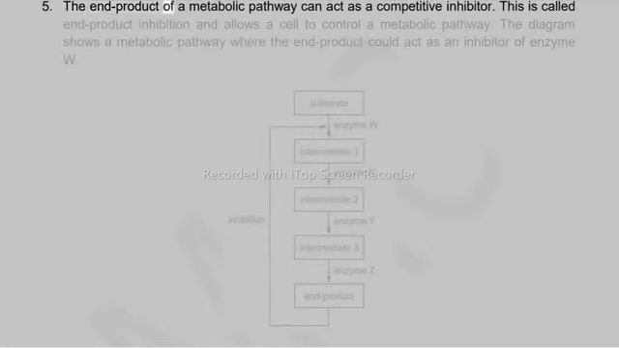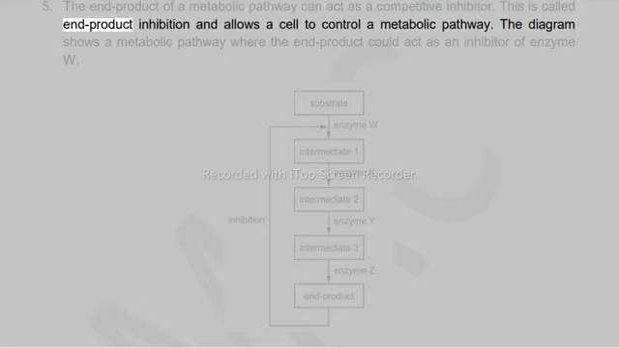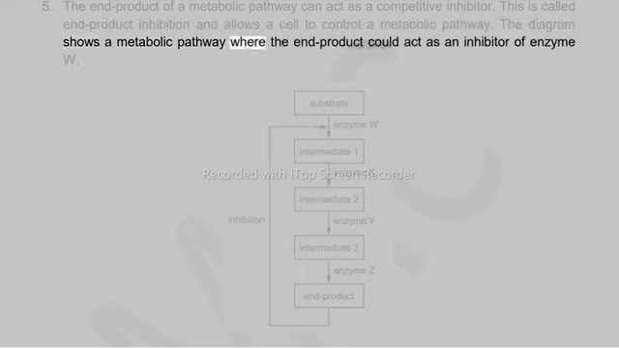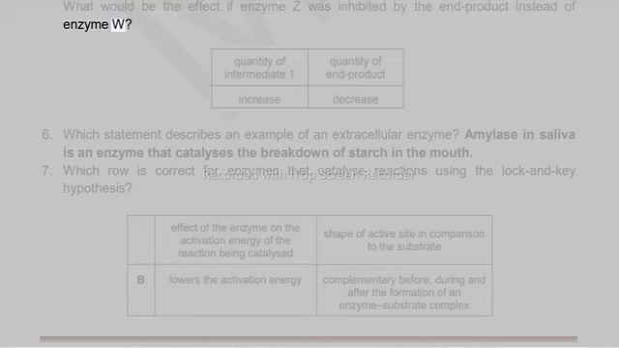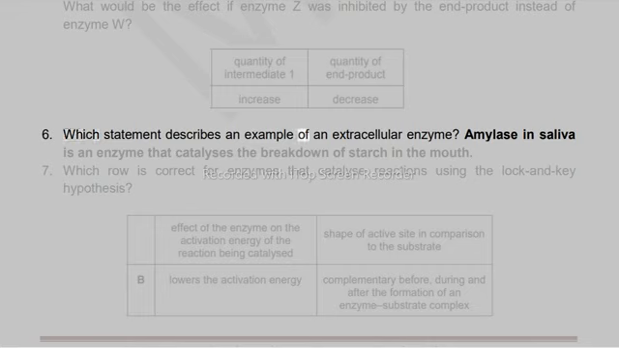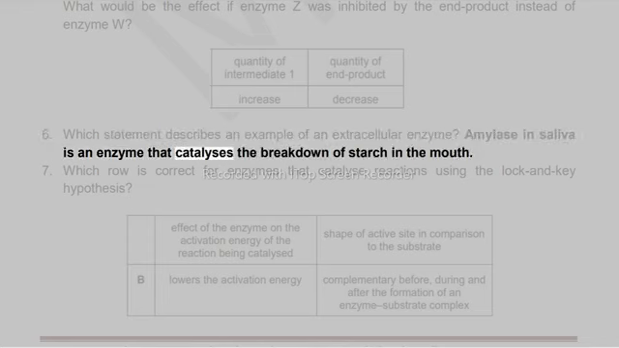5. The end product of a metabolic pathway can act as a competitive inhibitor. This is called end product inhibition and allows a cell to control a metabolic pathway. The diagram shows a metabolic pathway where the end product could act as an inhibitor of enzyme W. What would be the effect if enzyme Z was inhibited by the end product instead of enzyme W? 6. Which statement describes an example of an extracellular enzyme? Amylase in saliva is an enzyme that catalyses the breakdown of starch in the mouth.